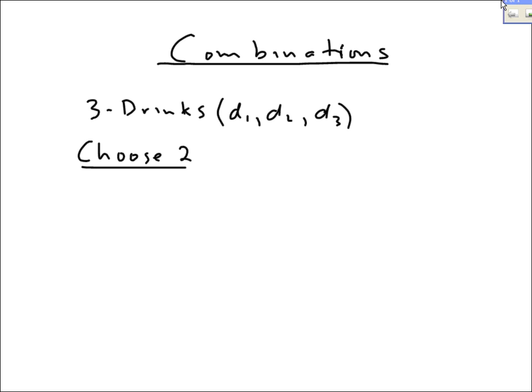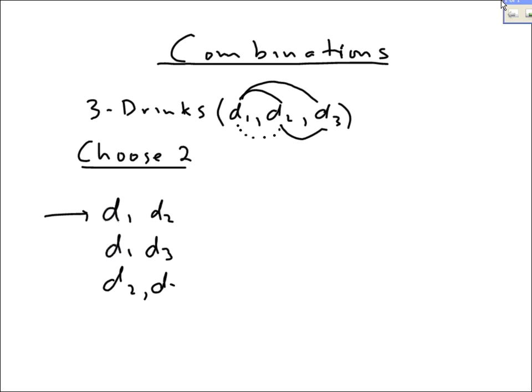And the order doesn't matter. Well, you can choose drink 1 and then drink 2, or drink 1 and drink 3. So I did drink 1 with 2. I did drink 2 with 3. I said order doesn't matter, so when it comes to drink 2, I'm not going to say drink 1, because that's right here. Drink 2 and drink 1. Always go to the right. I'll do drink 2 with drink 3.